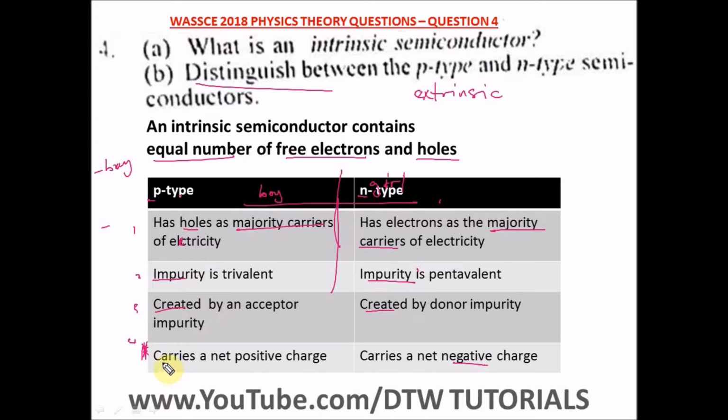Now here for the fourth one, what's the key word? Carries. It carries a net positive charge. While here, what does it carry? A negative charge, a net negative charge. So please follow this way of answering the question, what? Distinguish between something and another. All right, okay, so let's go on to the next question.